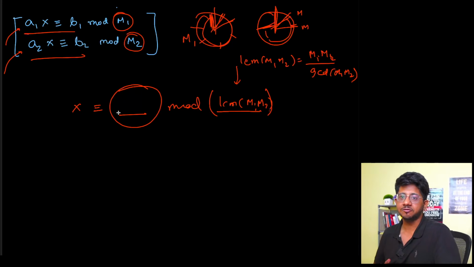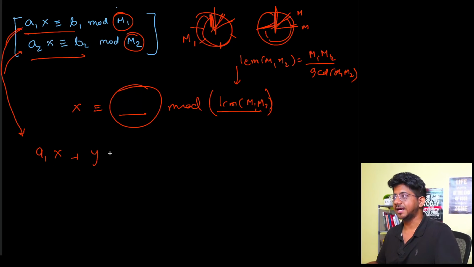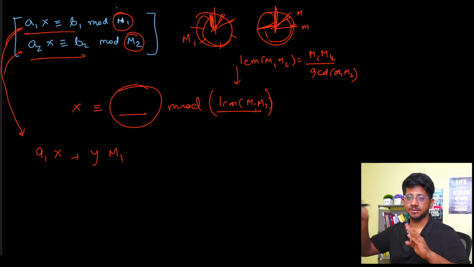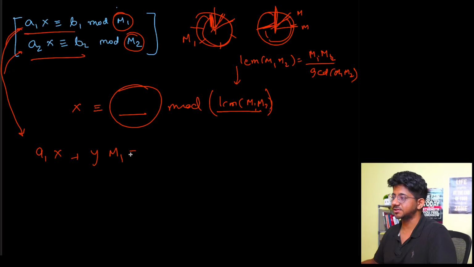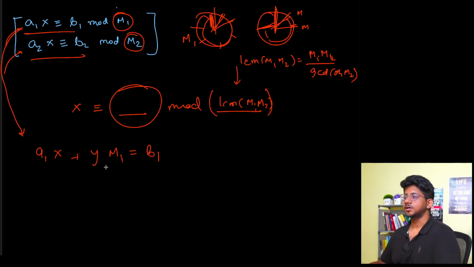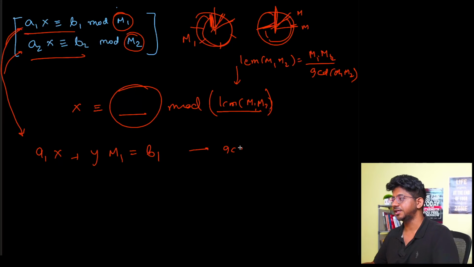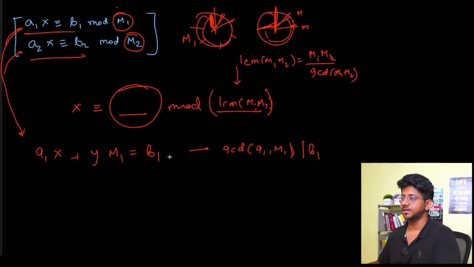First of all, they should be individually solvable, and there are certain criteria for that. This individual equation can be written as a1x plus y times m1 equals b1, because remember the same step, just take it on this side. We have done it twice right now. To have a solution for this, GCD of a1 comma m1 should divide b1, so that it's possible to be solved. And if it is dividing, then we can find a solution for this and get the answers for it.